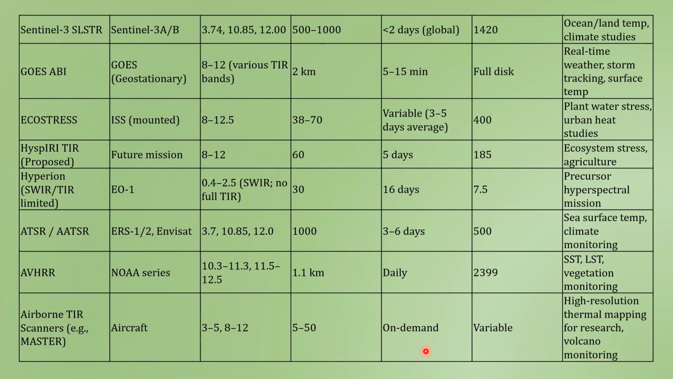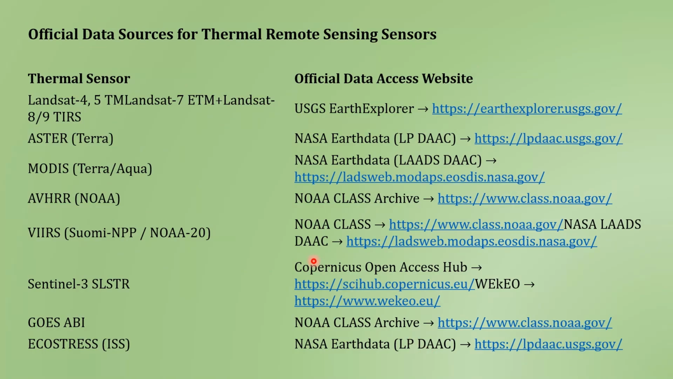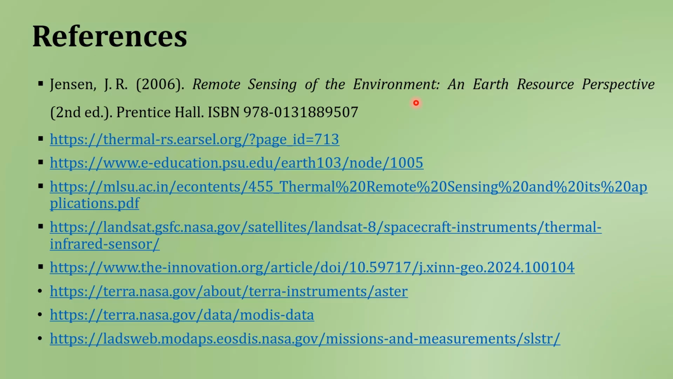If you are working in the field of thermal remote sensing, I have also compiled official data sources for the thermal remote sensing sensors. You can visit these websites for downloading the data. The link of each website I will also mention in the description box. So these are the references for the content of this video. The majority of the content has been taken from the book Remote Sensing of the Environment by Jensen, and some of the content has also been taken from these websites. These three are also official websites from where thermal data can be acquired.